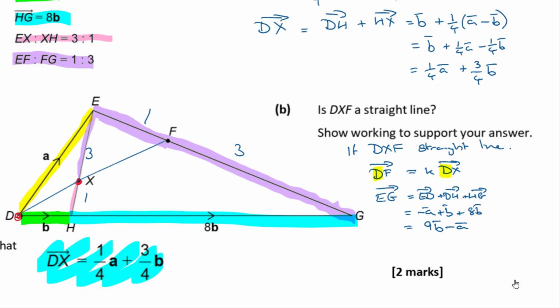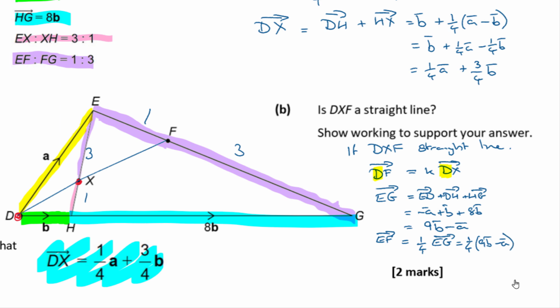Now I know EG, I can find EF. EF is going to be a fraction of EG. What fraction is it? Again, I've got these in the parts 1 to 3, so EF is 1 part out of 4 parts. So it's going to be a quarter of EG, isn't it? Which is going to be a quarter of 9B minus A.